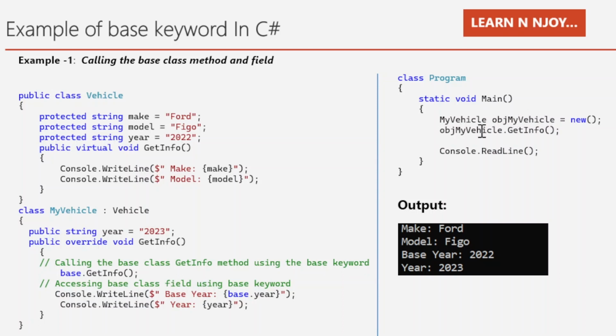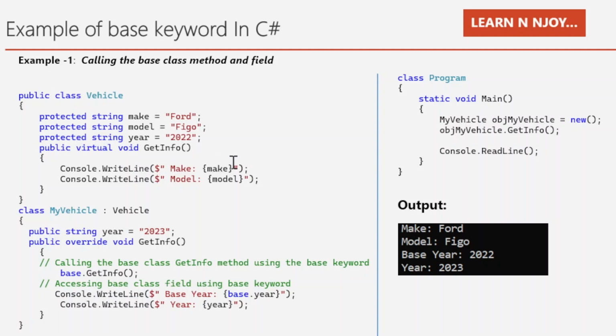That's what I have written: my vehicle obj my vehicle is equal to new. Then I'm just going to call this get info method of this my vehicle class. So basically this method I'm just going to invoke with the help of obj my vehicle dot get info statement. Okay, so once this gets invoked, it is just going to call this base dot get info, which is defined in this base class, which is nothing but the vehicle class over here.